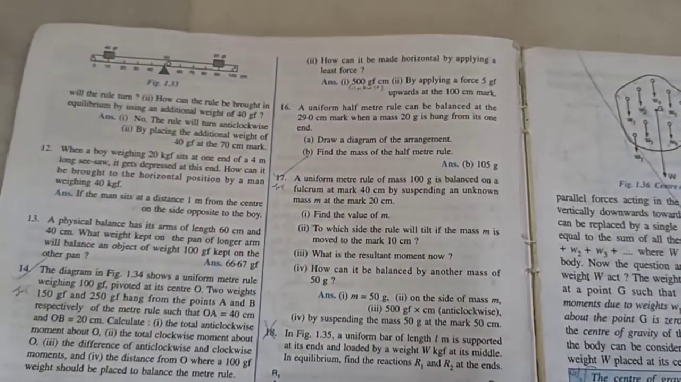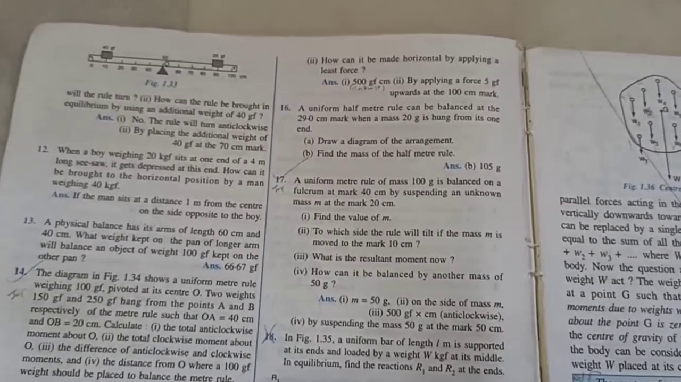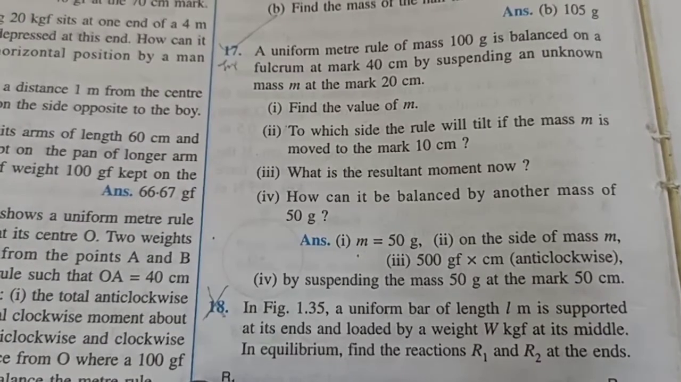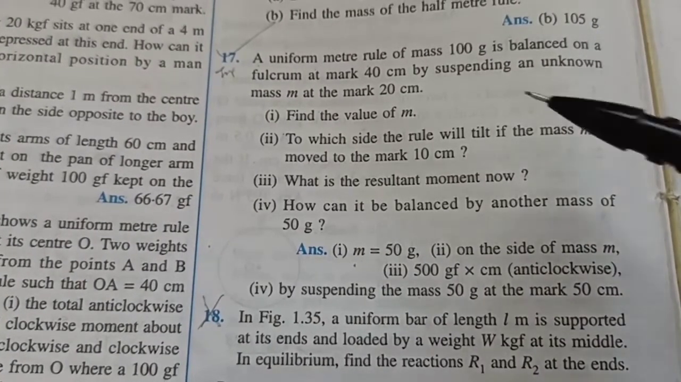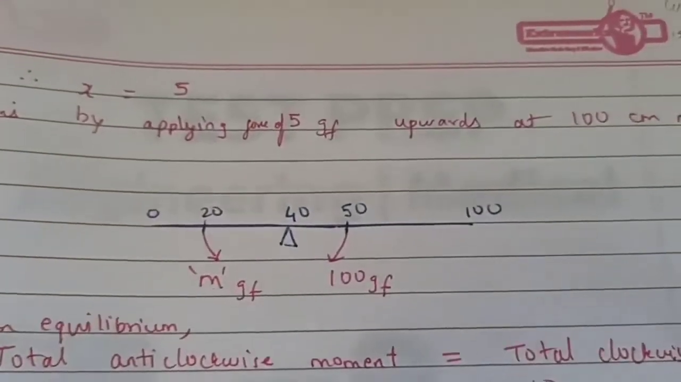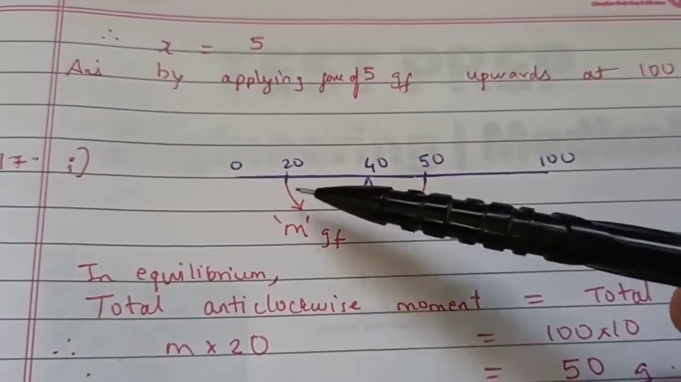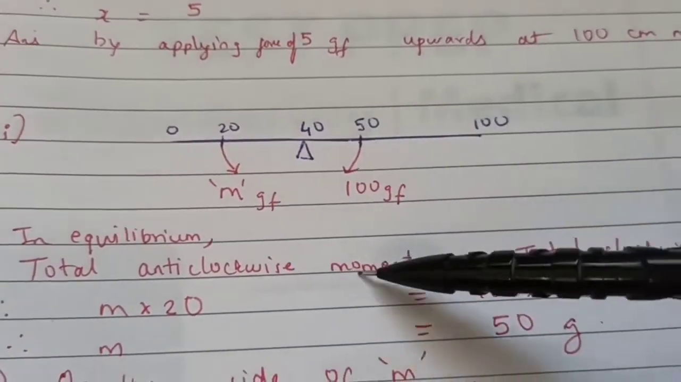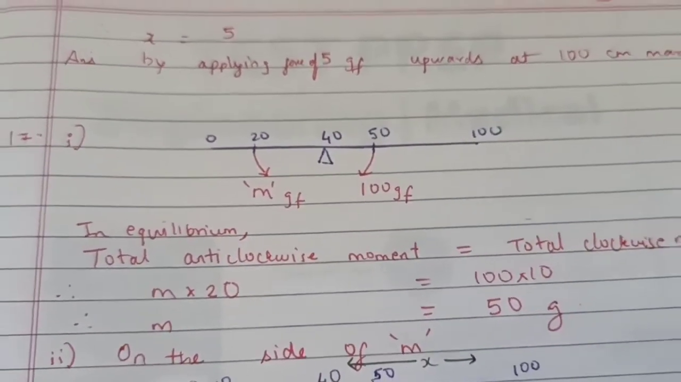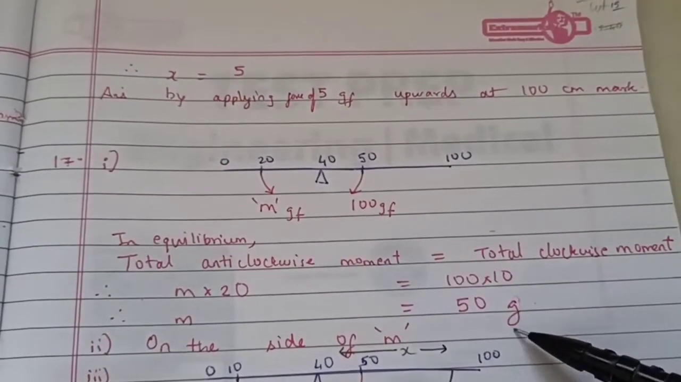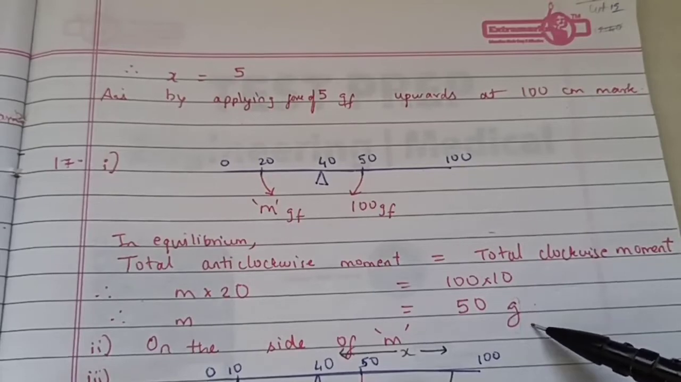And now the 17th question, which is also important. A uniform meter rule of mass 100 gram is balanced on a fulcrum at the 40 centimeter mark by suspending an unknown mass m at the 20 centimeter mark. First of all, find the value of m. So let's draw a diagram for this. Drawing the correct diagram is very crucial. So we have unknown mass m at 20, 100 GF at 50, fulcrum at 40, and they are in equilibrium. So the equation, substitute the values, and we get the value of m as 50 gram. Make sure you write gram and not GF because they've asked for the mass, not the weight.